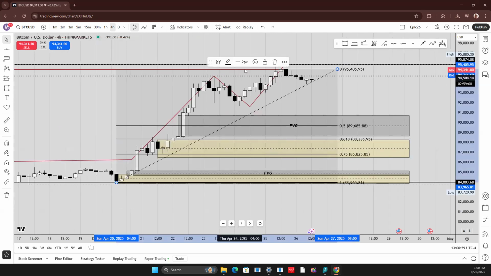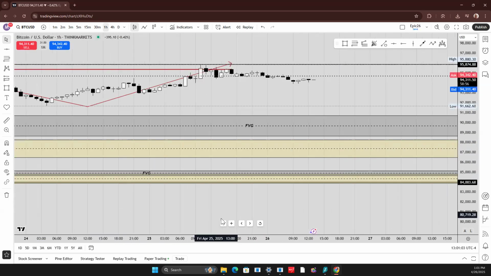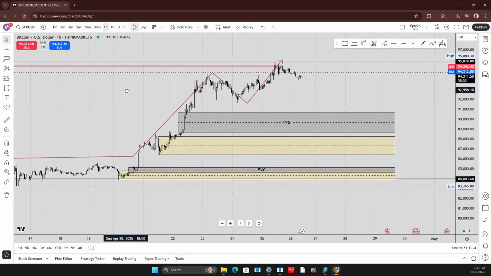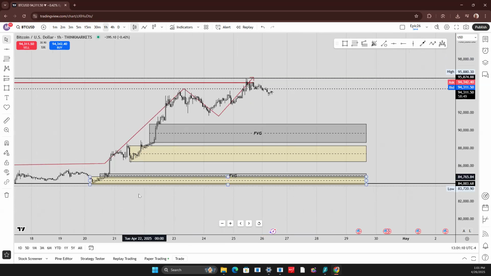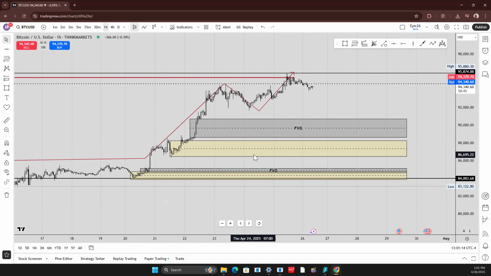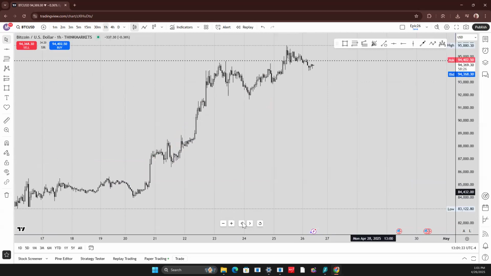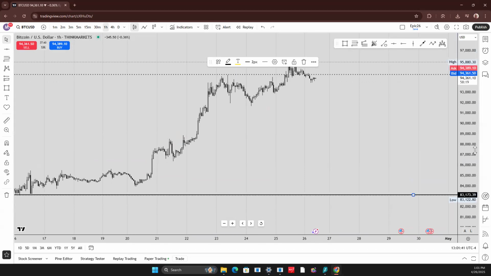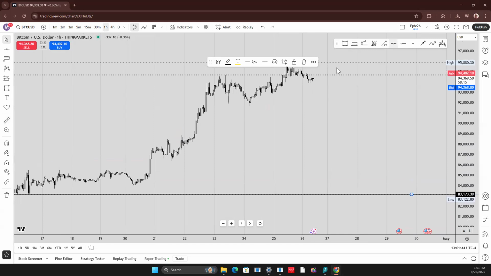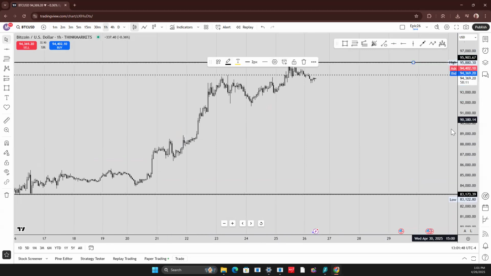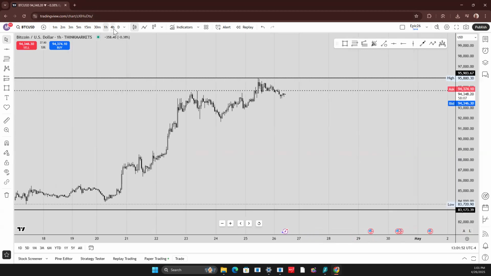All right. So that's a 4 hour. You go down to the 1 hour and do the same exact thing until everything is in alignment with your bias. Nothing really changes here other than creating new fair value gaps and finding a new order block. So you already know that your bias is an uptrend. The browser erased everything. Again, I'm going to mark it up with my lows. This is the low. It's the low. That's the high. Start marking it up the same way you marked it up on the daily.